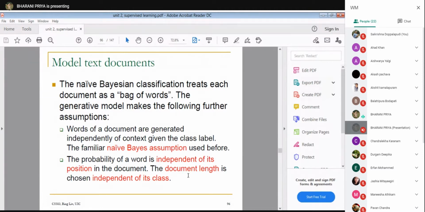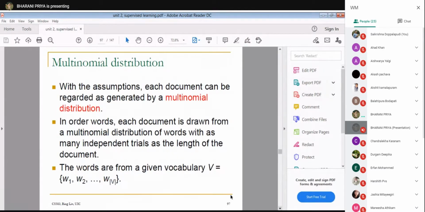United States, the proximity between them should be 0. So they should occur one after another. In this case, the position is required. Right. So here my assumption is the probability of words is independent of its position.